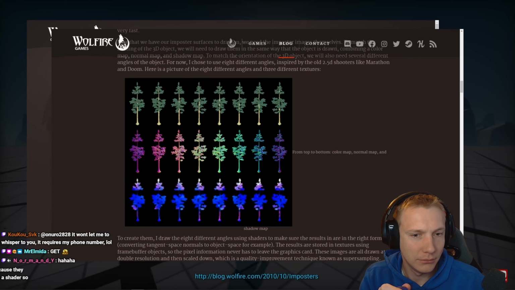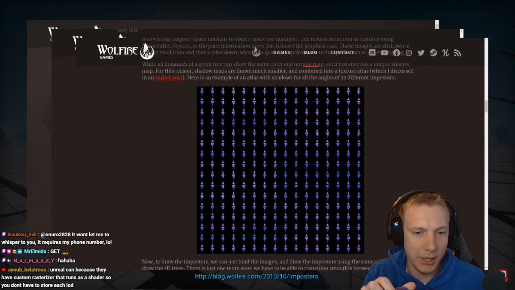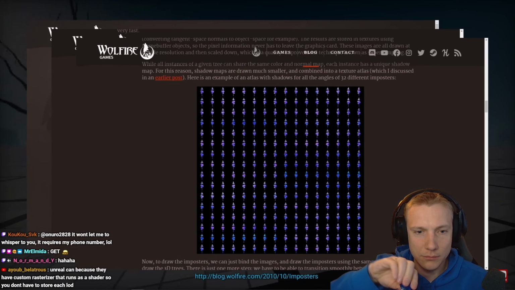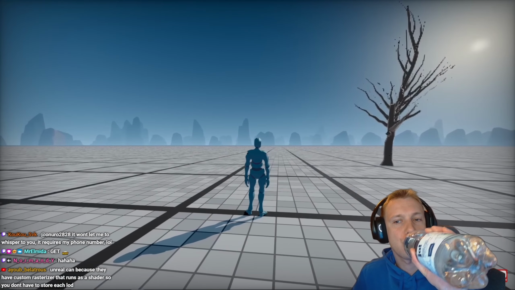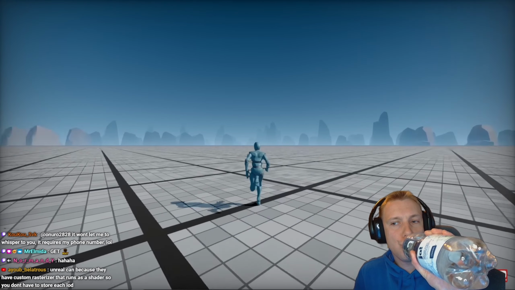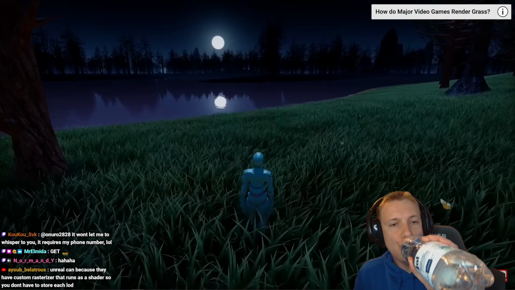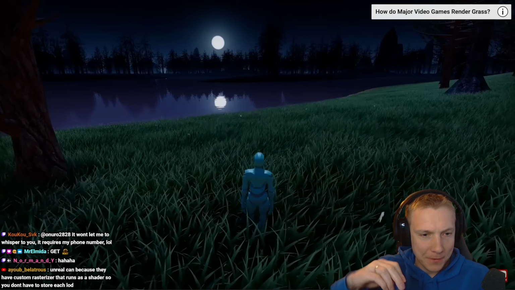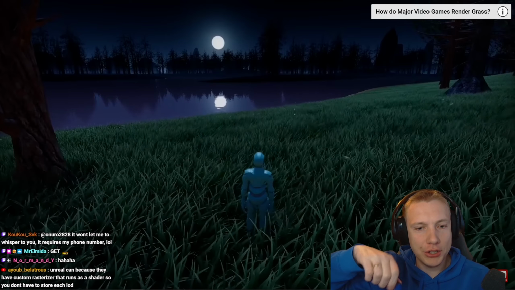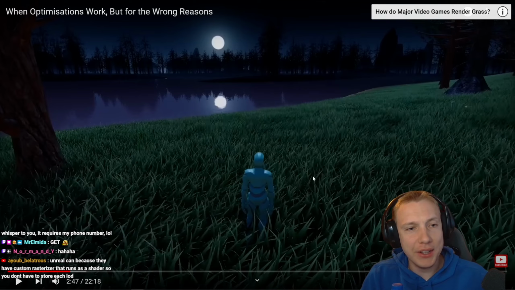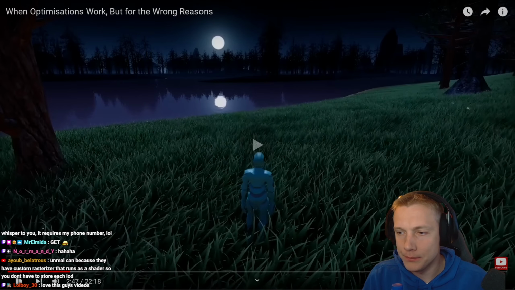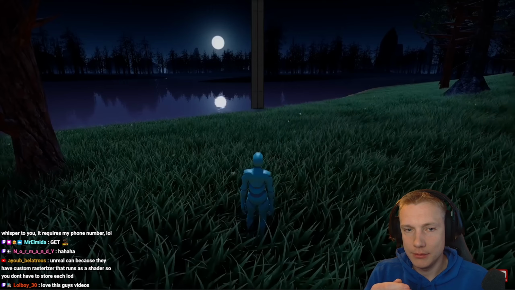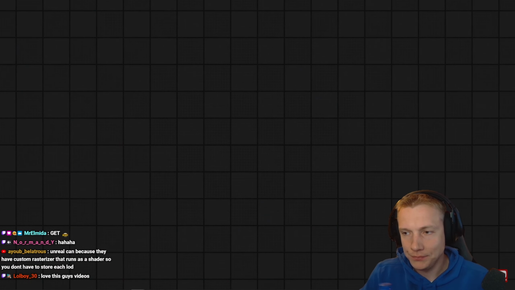You can render out normal maps along with the diffuse. You can render them out from multiple viewpoints and blend between them, giving you a highly versatile and incredibly low-cost stand-in for the original asset. This scene here from my previous grass video features something like 50,000 trees of various types. Crazy. And it's trivially cheap to render due to most of them being imposters.